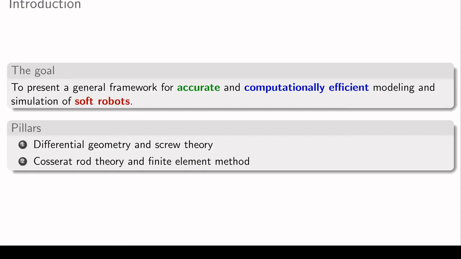So my presentation will be about a framework for modeling and simulation of soft robots, which can derive accurate and computationally efficient models for their implementation. The pillars on which the work is based are differential geometry and screw theory on one end, and from the other end, Cosserat rod theory and the finite element method.